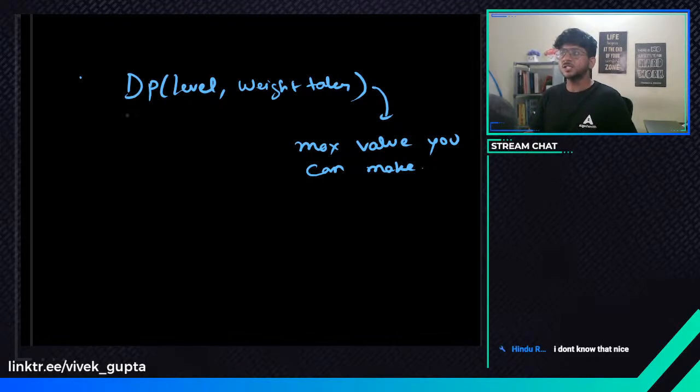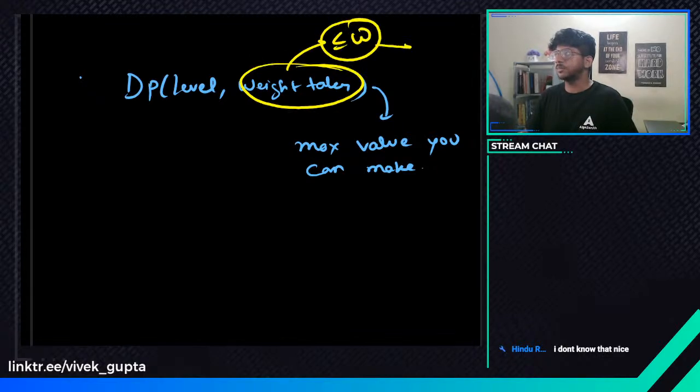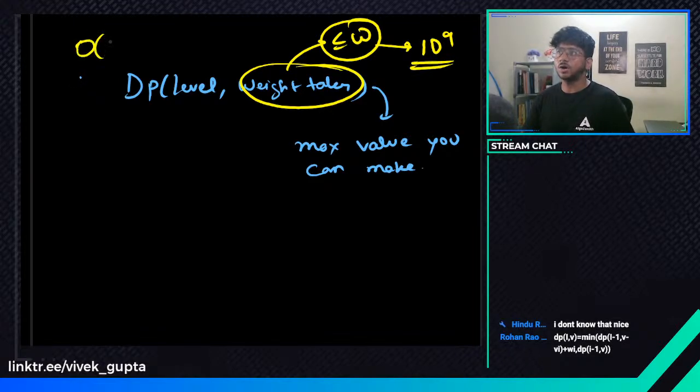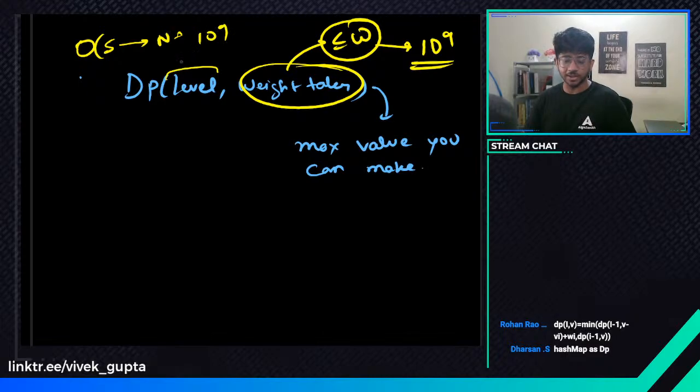But it turns out that in this problem, the weight taken can be up till less than or equal to W, and W is still 10 to the power 9. And every weight could be possible. So if you calculate the time complexity, it would be n items multiplied by 10 to the power 9, which will never pass.